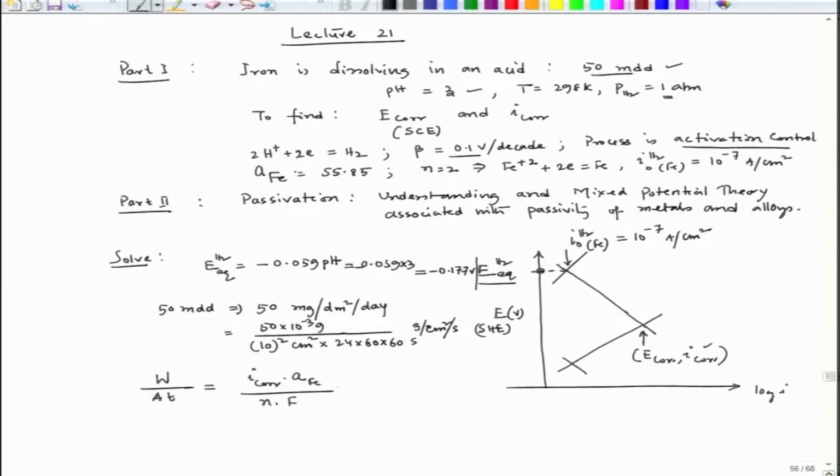Now, this side is 50 into 10 to the power minus 3 divided by 10 square into 24 into 60 into 60 equal to I core, that time would be I core ampere per centimeter square. A is 55.85 divided by N is 2 and F is 96500 coulomb.